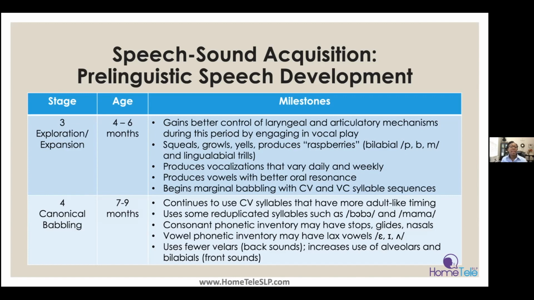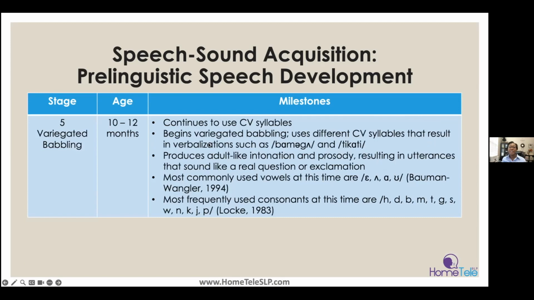And so the next stage after that is the 4th stage, which is canonical babbling. And so again, they're using more of these CV syllables, and it sounds kind of like adult speech where the timing is kind of rhythmic, and it sounds like they're trying to communicate. So you're seeing more use of consonant vowel combinations. Their vowels are changing and shaping into other vowel sounds. And so they're progressing in that way.